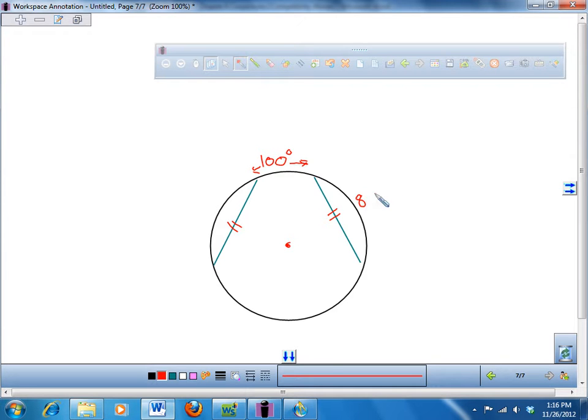Let's say this is 110 degrees, and 50 over here. And then they want to know what is this arc over here. Could you do that? If this is 110, what does this have to be over here? 110. How many degrees in a circle? 360. So that's 110 plus 110, which is 220, plus 50 is 270, right? So how much does this have to be? 90 degrees.